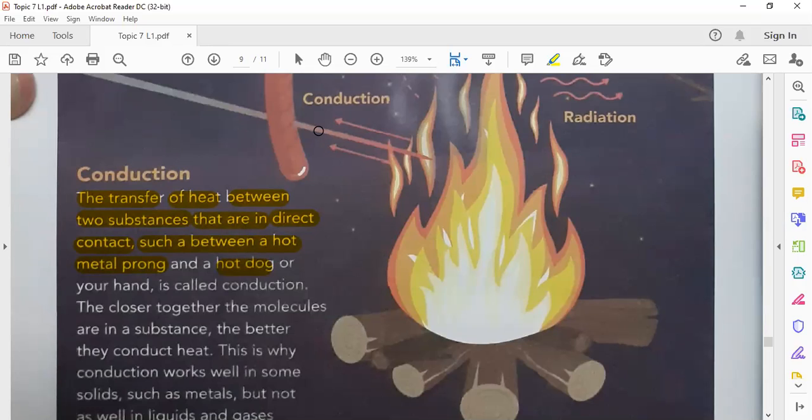Heat moves in this way by conduction. Notice that the two substances or the two objects are in direct contact. This is called conduction. Get it? Yes, get it. There are a lot of examples, many examples of heat moving by conduction.